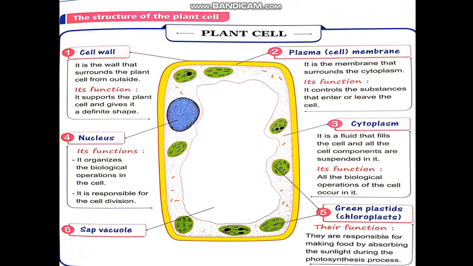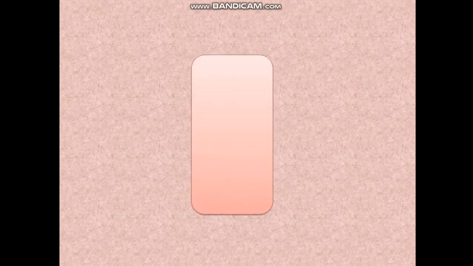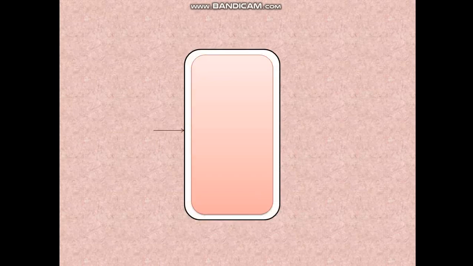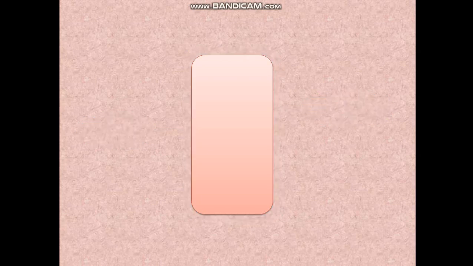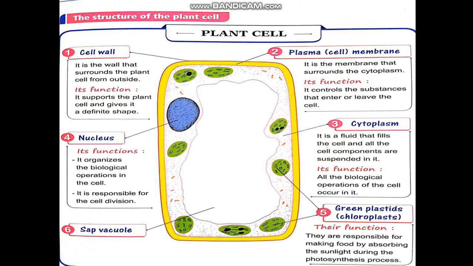Number 2, plasma membrane. Plasma membrane surrounds the cytoplasm. Here we have the cytoplasm. It's surrounded by the plasma membrane. As we see here, there is a cell wall and this is the plasma membrane or the cell membrane. So the cell membrane surrounds the cytoplasm.